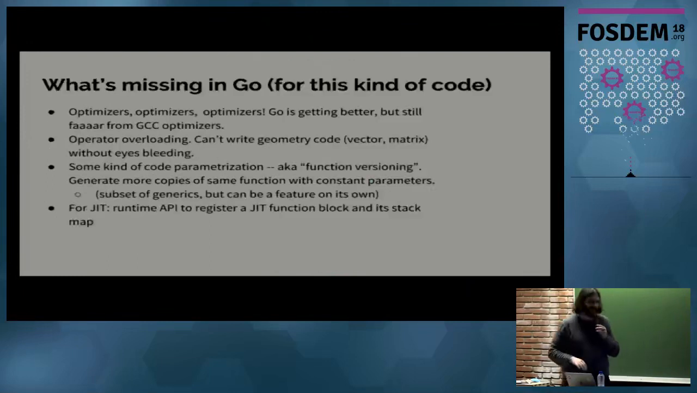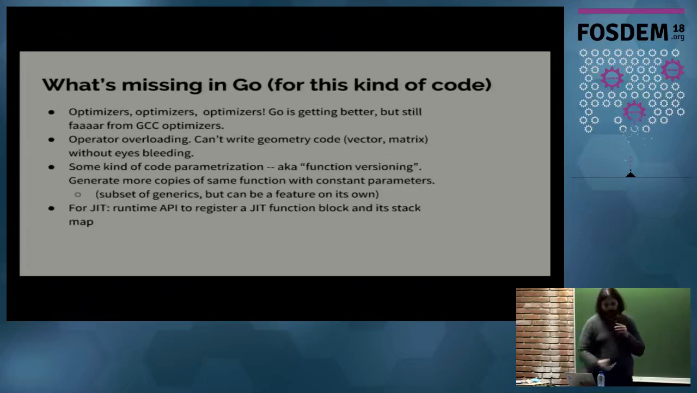So at the end of this experience, what is missing in Go for this kind of project? More optimizations, because it's still not what I can get with C++. If this was written in C++, it would be faster. Operator overloading is very useful for geometric code, because you have vectors and matrices and you want classes with operator overloading. Otherwise, your code looks bad. And also some kind of parameterization in your code to avoid code generation. You don't need full-blown generics. Actually, I have a proposal for this that I will submit to Go, about a kind of parameterization that will be enough for my case.